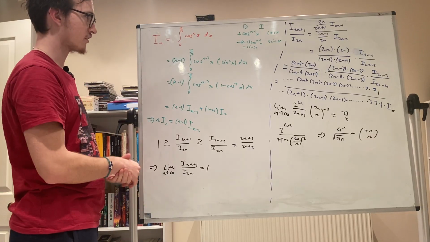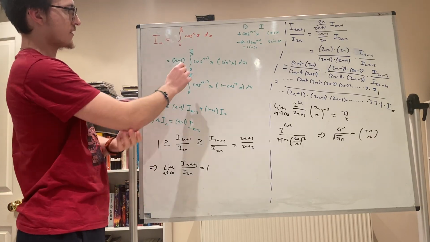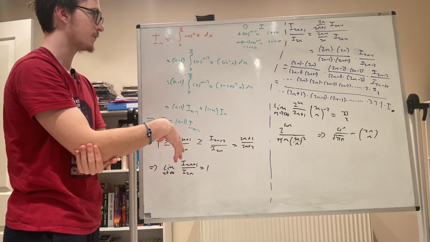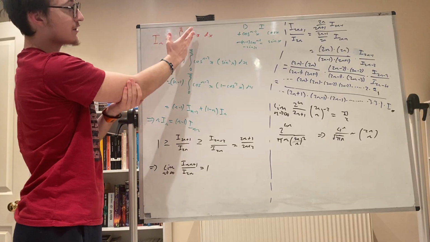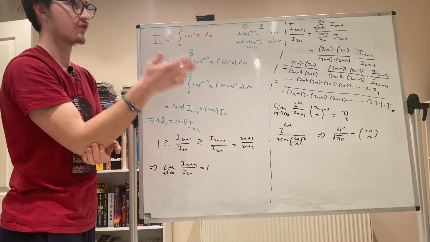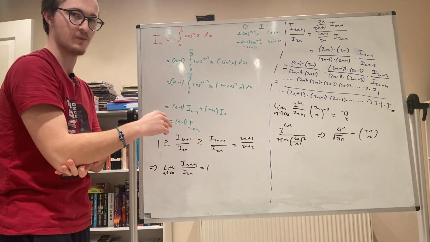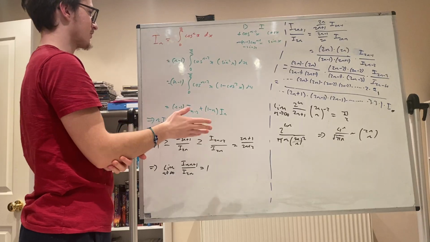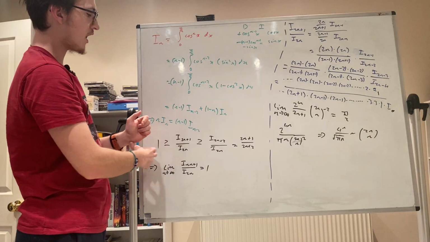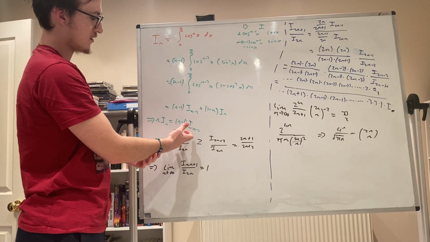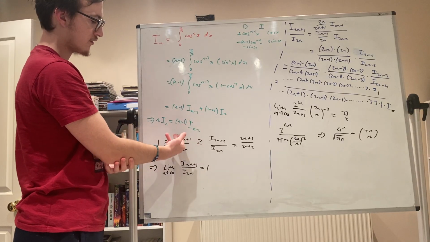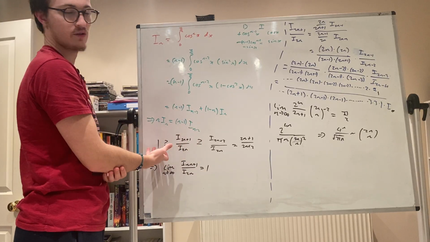Another thing to note here is that cos x between 0 and pi over 2 just takes values between 0 and 1. Therefore, as you increase the power n, you're actually decreasing the integral, because you're just multiplying by stuff that's less than 1, which decreases the value. And so I_(2n+1) is less than I_(2n), and so I_(2n+1) over I_(2n) must be less than or equal to 1.